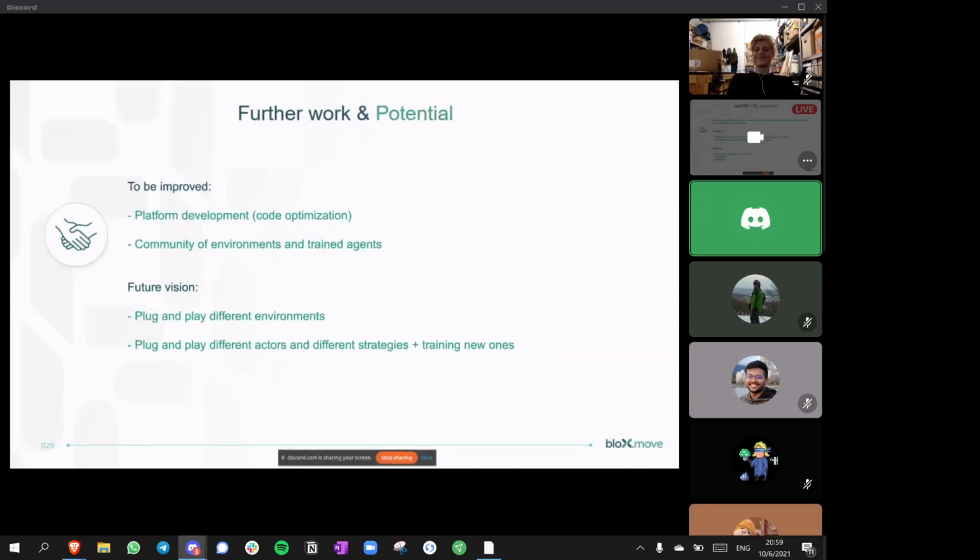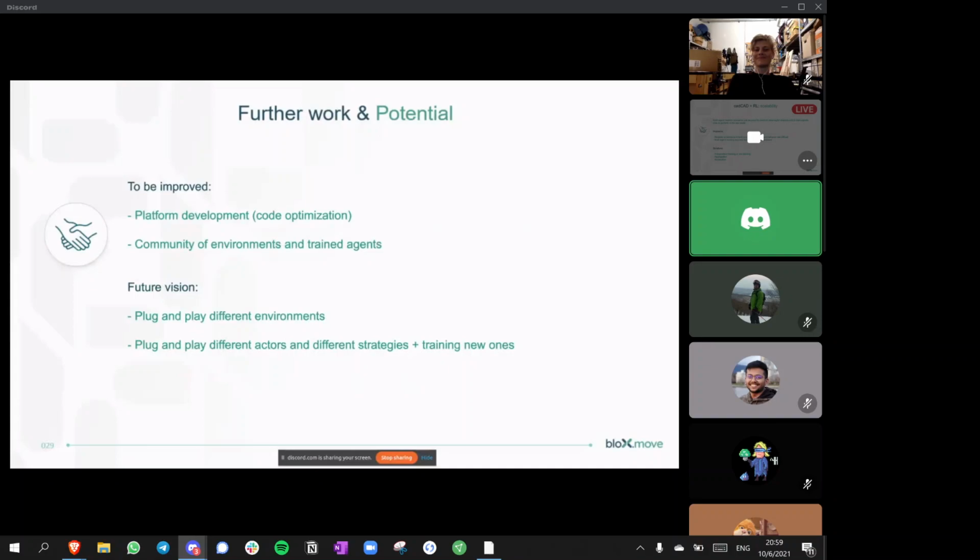And there is further work on our side to do, and we are improving the platform, let's say. We are optimizing the code, we are optimizing the integration between cadCAD and reinforcement learning. And we are creating in our local system, in our local servers, a community of trained agents that we are trying to use and reuse from one scenario to the other.